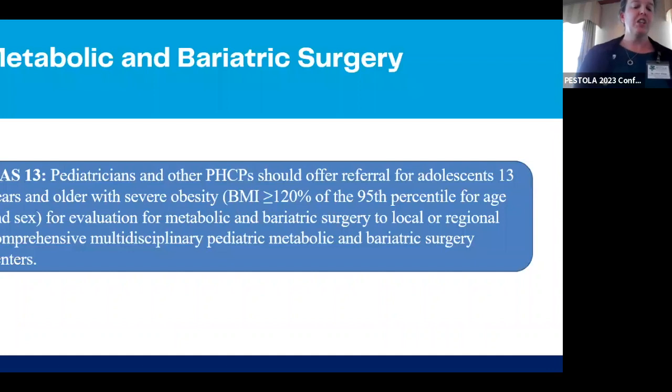The final key action statement recommends that clinicians should offer referral for adolescents 13 years of age and older with severe obesity for evaluation for metabolic and bariatric surgery, to comprehensive pediatric metabolic and bariatric surgery centers. So this one's crucial that adolescents with severe obesity have access to that evaluation at least, and that the evaluation be done in a center providing comprehensive pediatric care, which was a key theme, and Dr. Fisher talked about that as well.